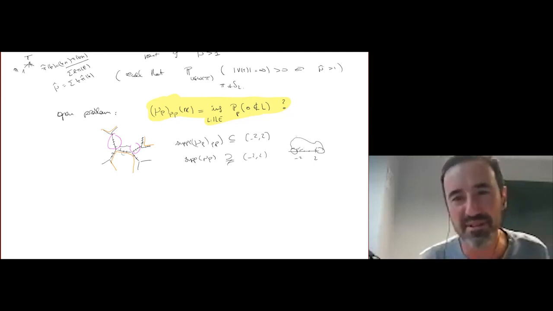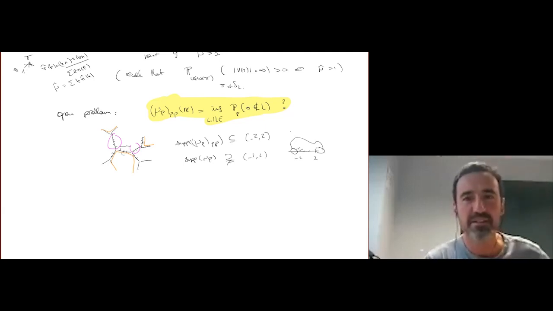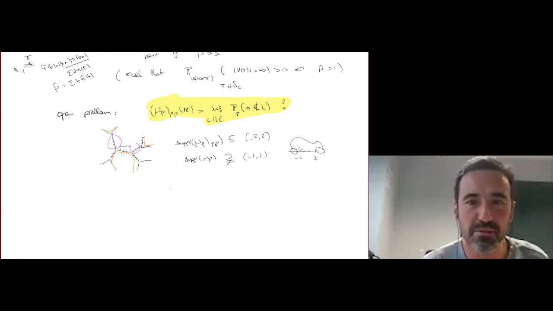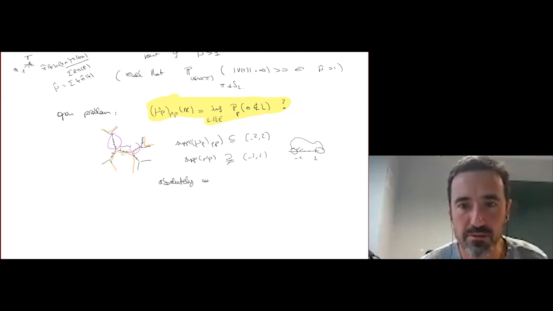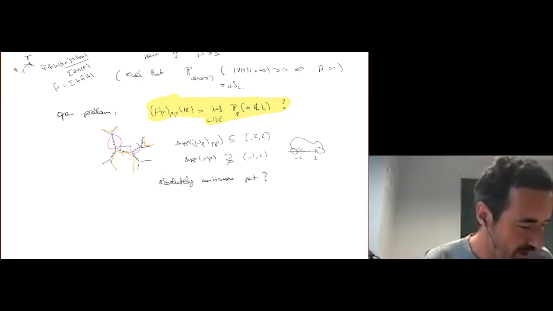I see. It's a toy model, so. But no, it's a good question. We don't know. And also we don't know what about the absolutely continuous part. A geometric criterion for the absolutely continuous part is missing. I see.